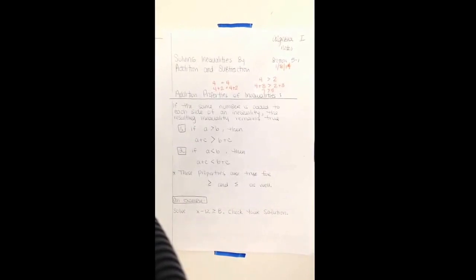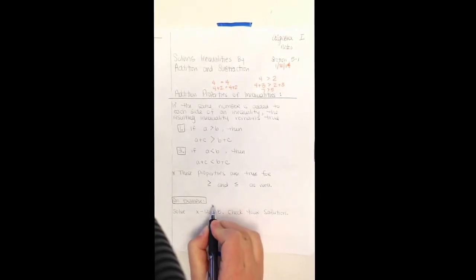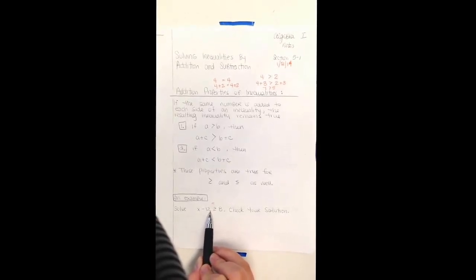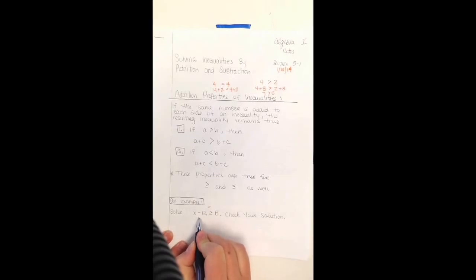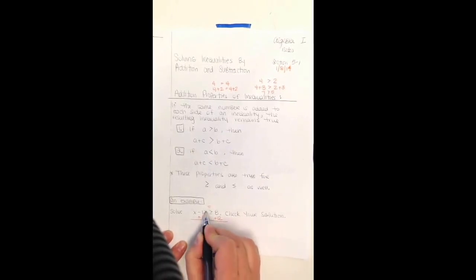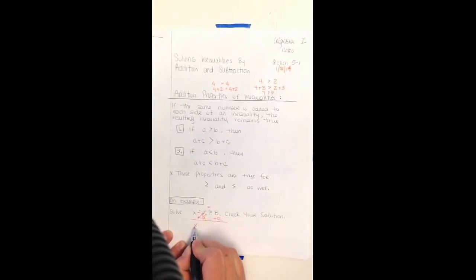Okay, so here's an example. If I have x minus 12 is greater than or equal to 8, and they want me to solve it, let's pretend this was an equal sign. When they're saying solve for x, what do I have to do? I have to get x alone on the left-hand side. So to undo the subtraction by 12, the opposite of that would be add 12. Now, if I add 12 to this side, I have to add 12 to this side. These are going to cancel, and I'm going to get x is greater than or equal to 20.